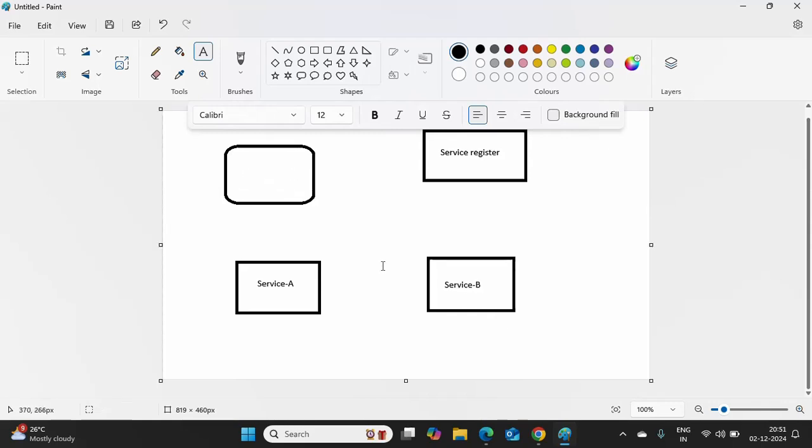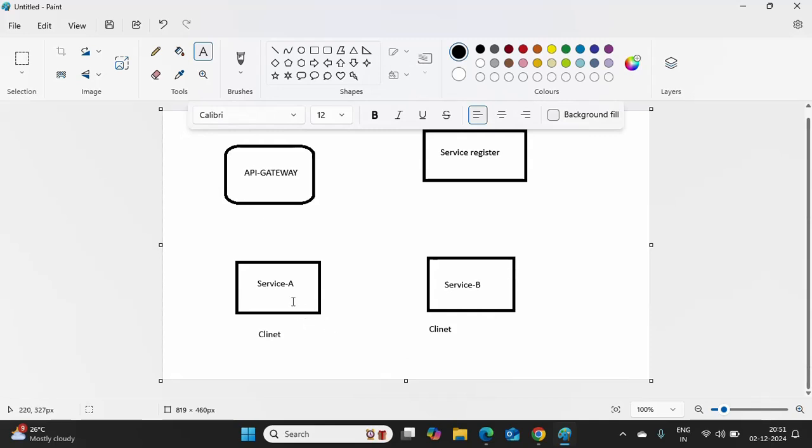So now if service A wants to interact with service B, or service B wants to interact with service A, these are the client applications, right? This is a client, and this is also a client. Okay, now service A wants to interact with service B, but in the previous pattern, the client side, service A directly called the service registry and got the information of service B, and then it made the request.